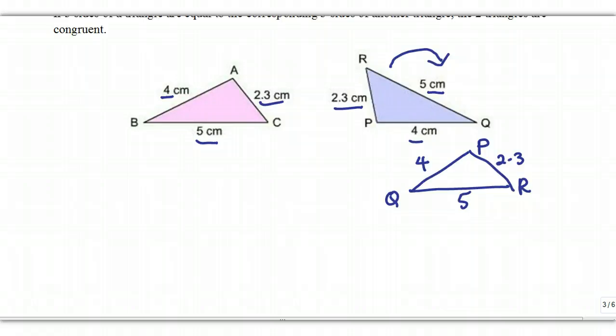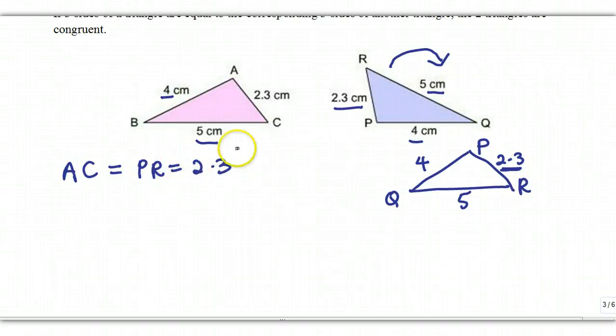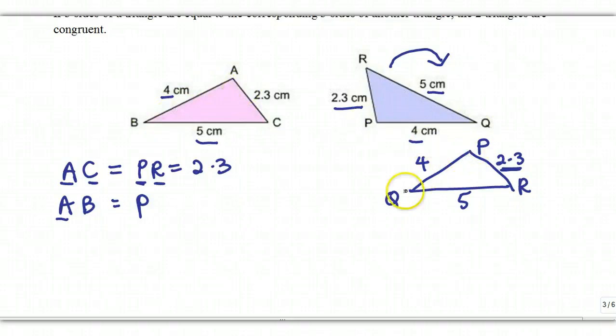So how do we present the proof? Very simple. We just need to show that all 3 sides are equal. So let's take the first pair of sides, 2.3 and 2.3. I can say that AC equals PR equals 2.3. So in this case here, A corresponds to P, C corresponds to R. We can take another side, AB. Now remember, A must correspond to P, so I must start from P first, and which side is corresponding to AB? It will be PQ, so we know AB equals PQ equals 4.